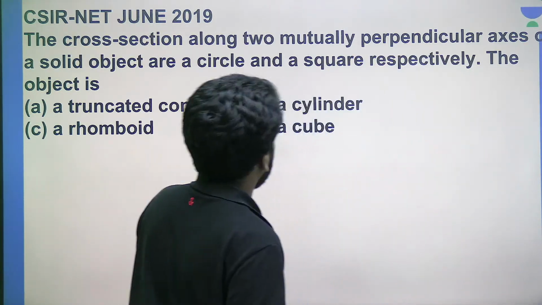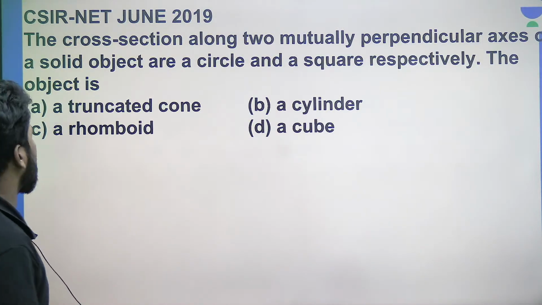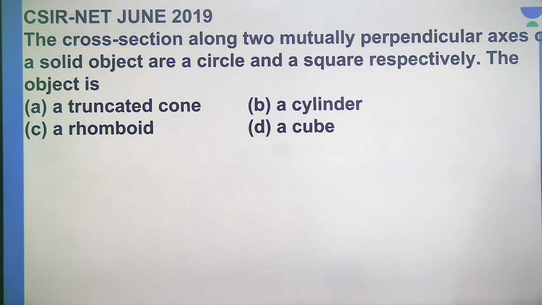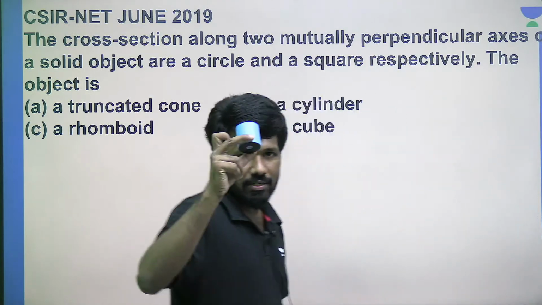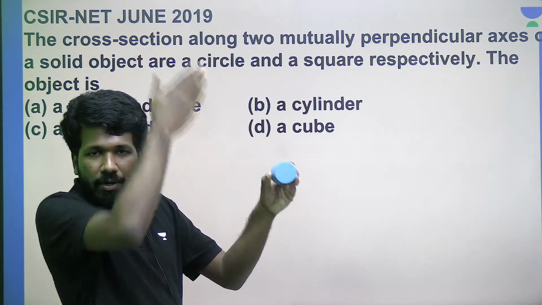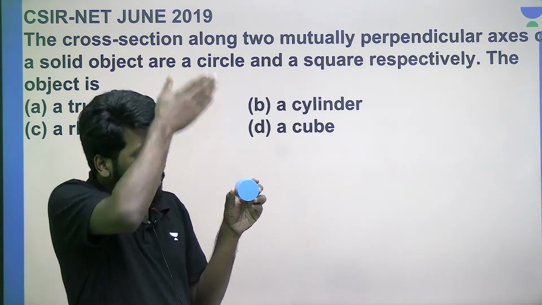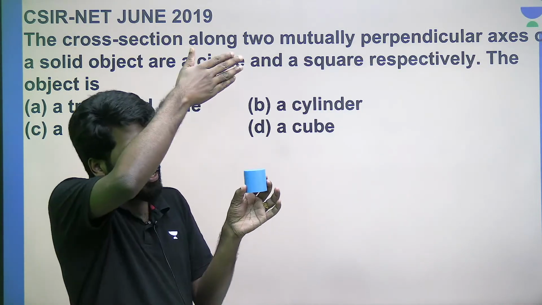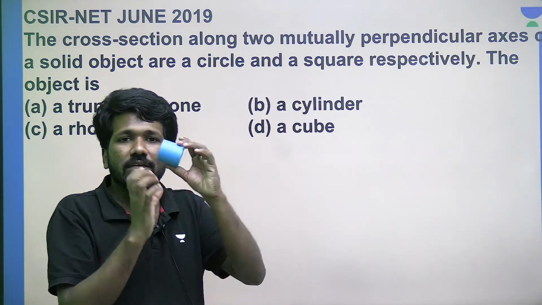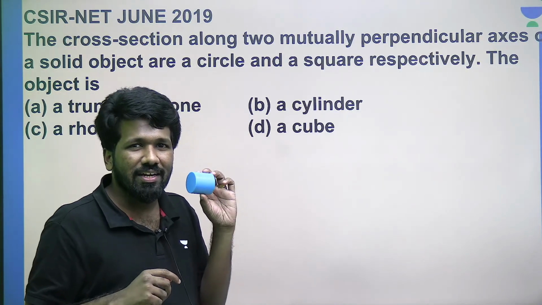The cross sections along two mutually perpendicular axes of a solid object are a circle and a square respectively. Cross section means, for example, look at this. If this is a cylinder, this is a cross section. If you cut the cylinder perpendicularly, you will get a similar circular cross section. Now, if you cut it like this, after cutting, what you are going to see is a rectangle. Can you imagine that? How it is a rectangle?